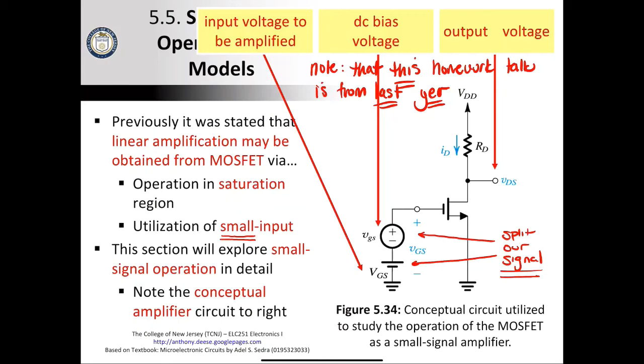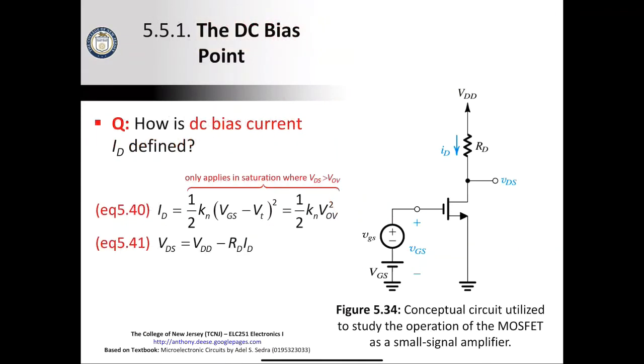So for the bias point, the large signal value, we're just going to use these equations here. We'll plug in what our operating point of VGS is. This should be given to you; it's one of the parameters of the amplifier. We plug that in here, and that'll give us the large signal component of ID. And we use that in 541, and that'll give us the large signal component of the output, VDS.